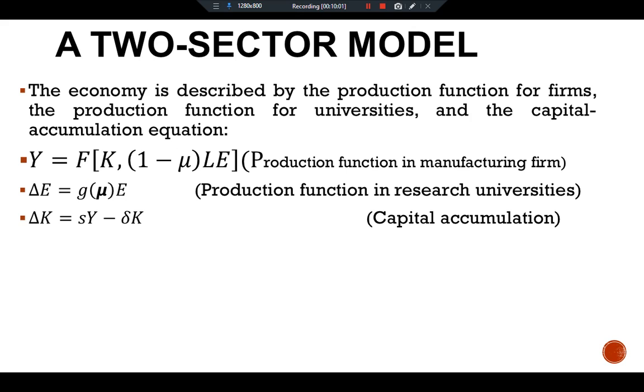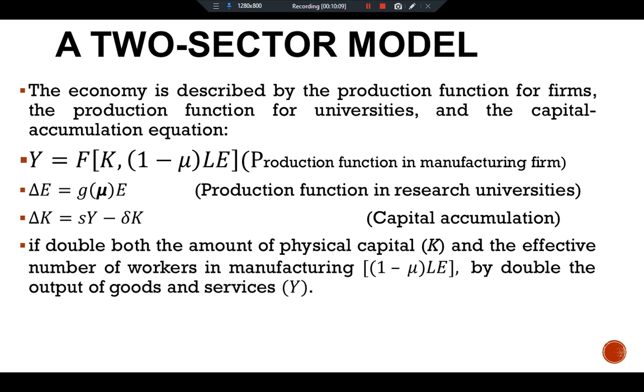The production function for manufacturing firms is assumed to have constant returns to scale. If we double both the amount of physical capital K and the effective number of workers in manufacturing, (1 - μ)LE, we double the output of goods and services Y.